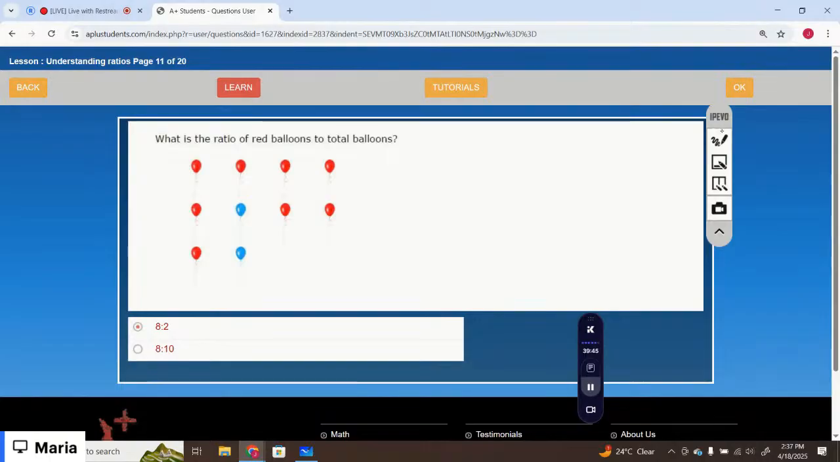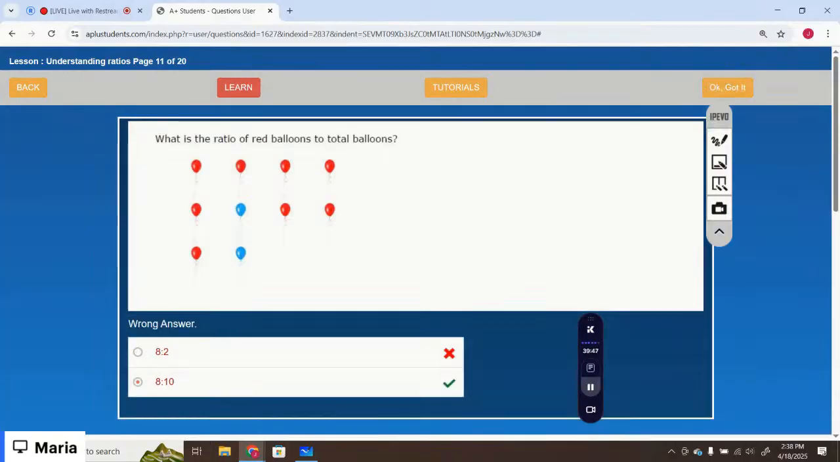Eight to two. Option number one is the correct option. Red, eight balloons and two blue balloons. So eight to two. Oh, 8 to 10. Red to total. So that is 8 to 10.